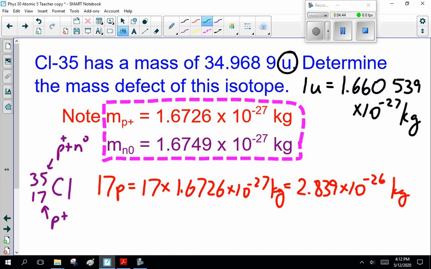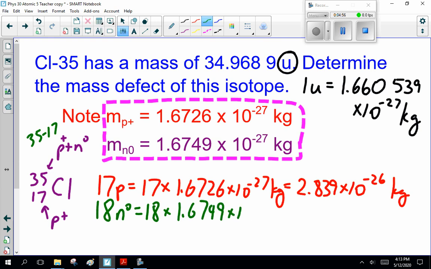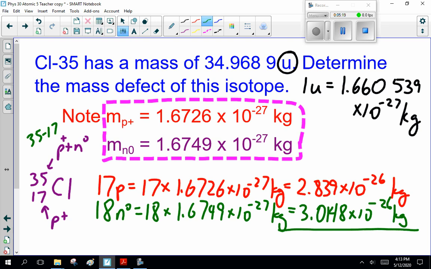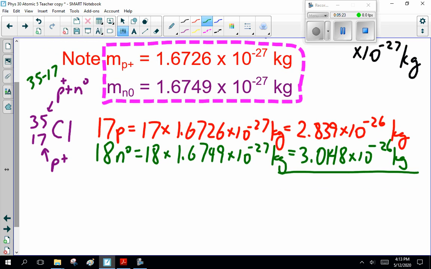And how many neutrons do we have? Well, 35 minus 17 is 18 neutrons. That's 18 times 1.6749 times 10 to the minus 27 of a kilogram, which is 3.0148 times 10 to the minus 26 of a kilogram. Add that together. We are getting a total of 5.854 times 10 to the minus 26 of a kilogram. Yes, I'm rounding it off. Don't round it off on your calculator.